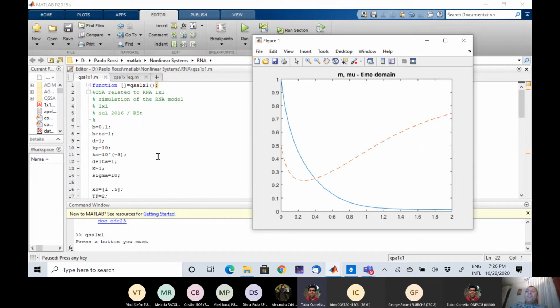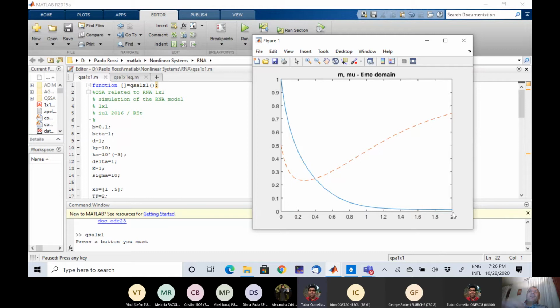Let's check. The blue one is x1, so m. The dotted red one is x2, which is mu, right? Look at the initial condition, 1 and 0.5. So this is the initial condition, and we have simulated on a horizon of, let's say, 2 time units.